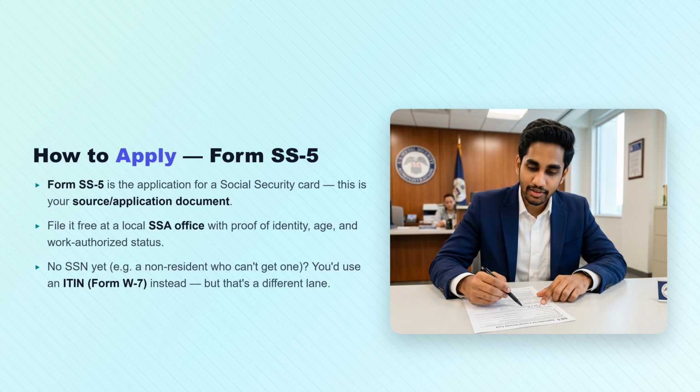If someone can't get an SSN, say a non-resident who isn't work authorized, they'd apply for an ITIN using Form W-7 instead. But that's a different lane we'll cover another day.